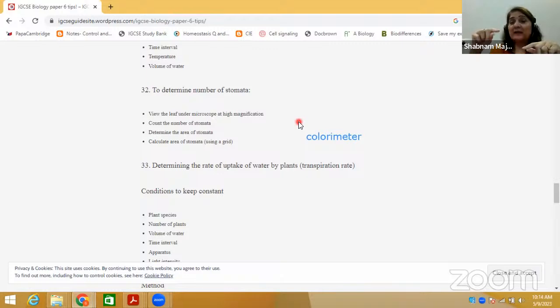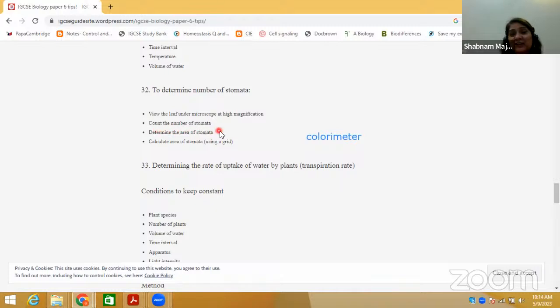For high power, you click the objective lens and move it to 40. In 40 you can, suppose they ask you, draw four epidermal cells, four xylem vessels touching, four guard cells along with the adjoining epidermal cells. That is called high power. So that's what he's saying.